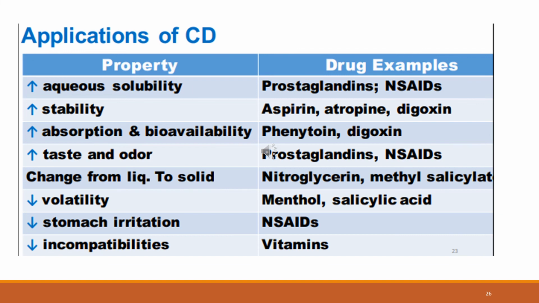Then it can be used to mask the bitter taste of the drug and also to mask the odor of the drug. It can be used to increase the dissolution rate of drugs such as famotidine and tolbutamide by complexation with beta-cyclodextrin. It can reduce the volatility of certain compounds by entrapping these compounds in the cavity of cyclodextrin. It can be used to reduce the incompatibility between the drug and the excipients. It can be used for sustained release.